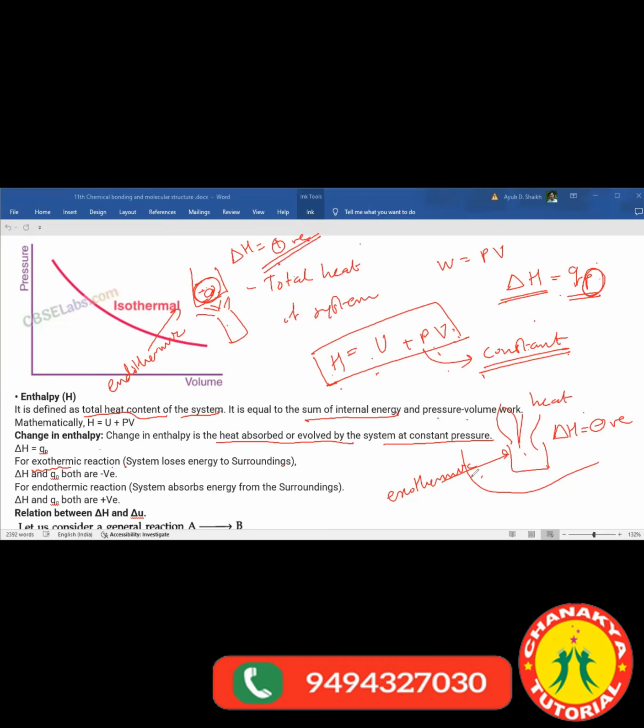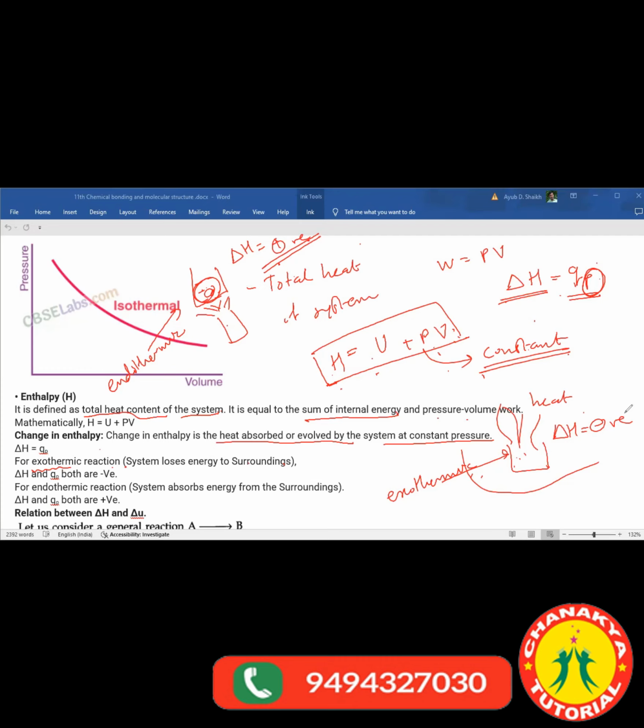And if you go for the exothermic reaction, in this case, what happened? The system already has a certain temperature. When it loses the heat, the temperature goes down. And when you do the subtraction, the final temperature minus initial temperature, as we know, heat is lost, so the value would be negative. Clear? So in exothermic it is negative and in endothermic it is positive. Change in enthalpy. Clear?